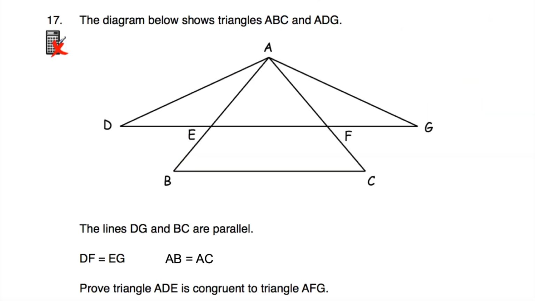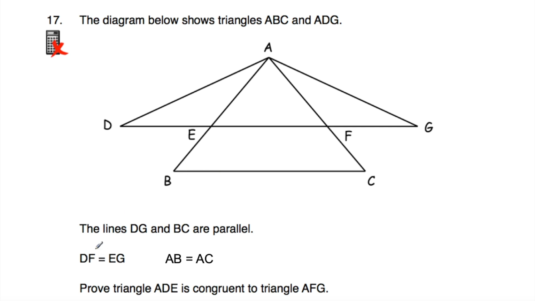Okay, let's have a look at our next question, question number 17. So question number 17 says the diagram shows triangles ABC and ADG. And we're told that the lines DG and BC are parallel, so this line's parallel to that line.